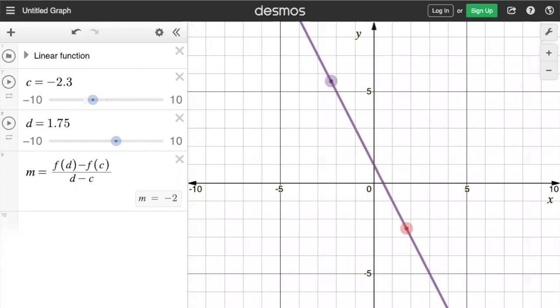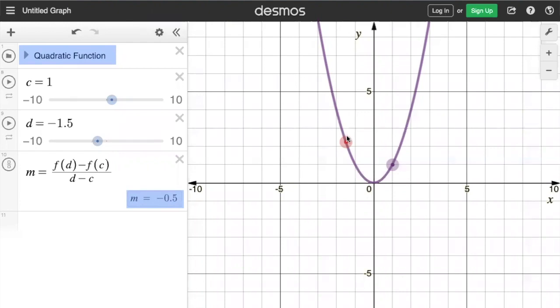slope, is constant for any line. The blue shaded box is calculating the slope between 2 points on this line. And you can see that as I manipulate the points, the number in that blue shaded box does not change. Lines have constant slopes. Next, I've put in a quadratic function.